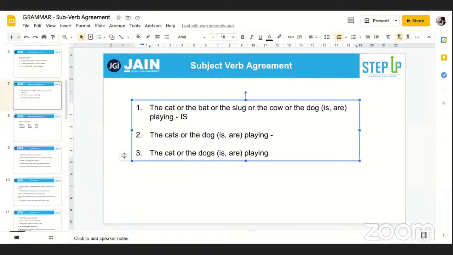Sir, I always pick the one which is nearby the main verb, is or are. Exactly. It is not about the second one, it is not about the third one. It is about the one closest to the verb. Does that same rule apply when there are two of them? Always pick the subject that is closest.